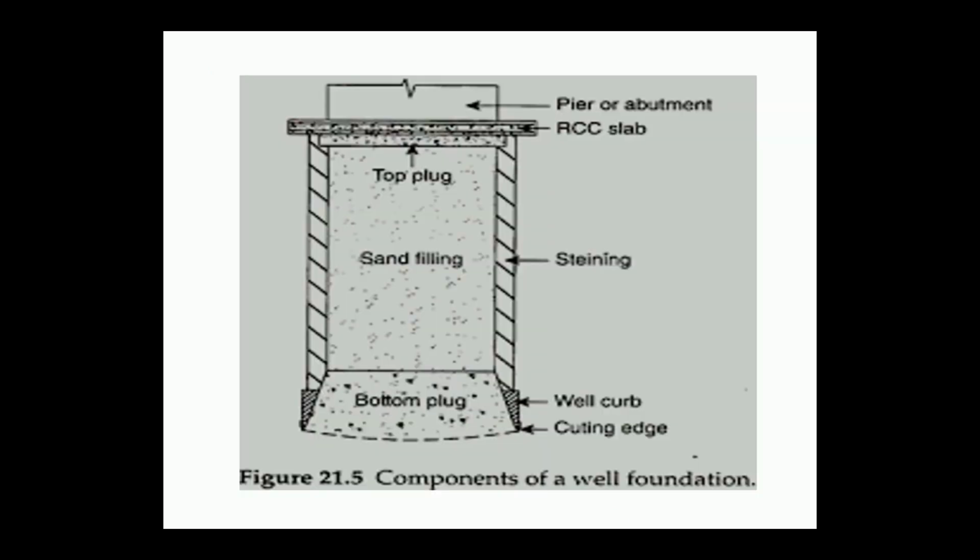This figure shows the main components of a well foundation. Starting from the top, you can see an RCC slab, which is the well cap. Below that, there is a top plug, which consists of concrete. The sides of the well foundation are covered with a well steining, which is a wall made up of RCC or masonry. The space between the well steining is filled with sand. You can see a well curb and a cutting edge below the well steining. The bottom edge is also covered with concrete.